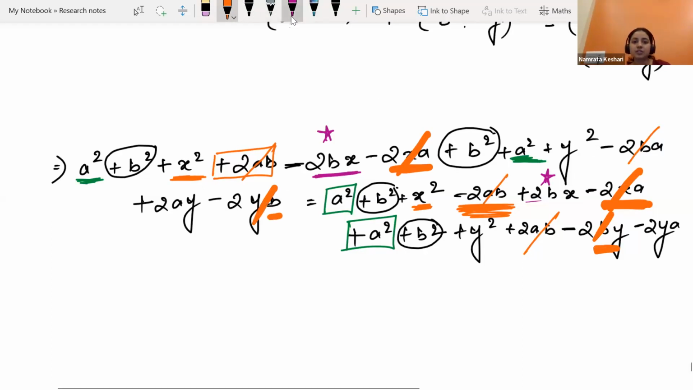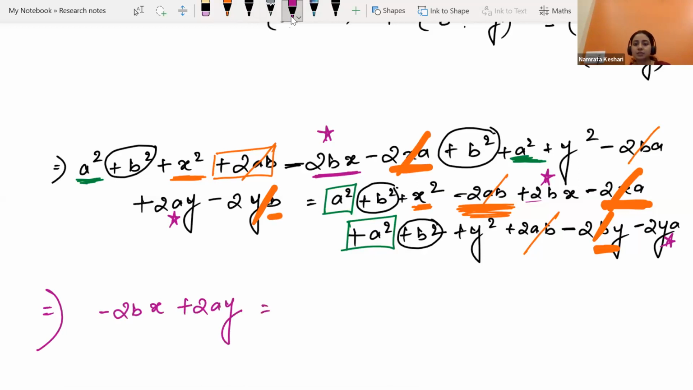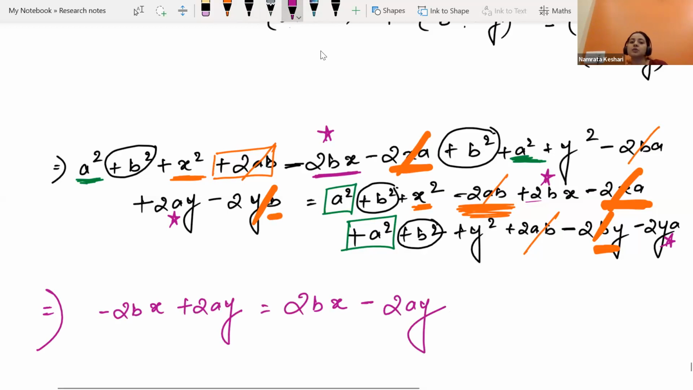I'm giving a star. This is remaining. So we are left with minus 2bx, everything else is gone, and plus 2ay. And on the other side we are left with 2bx and minus 2ay. Only this much.